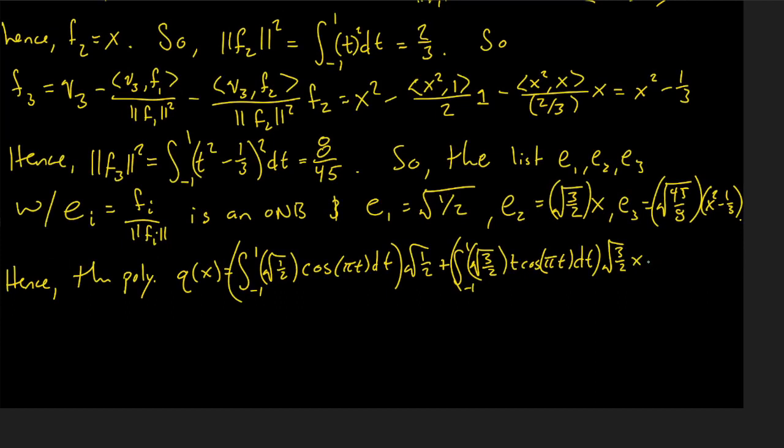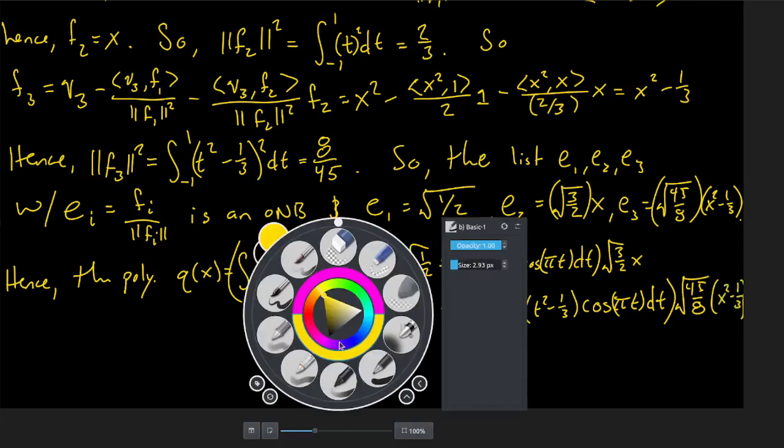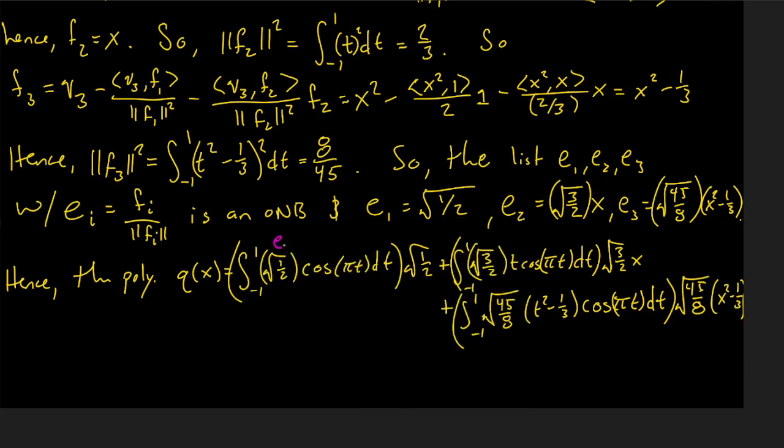And then finally, I will add on, and I might have to write this on the next line here, plus the integral from -1 to 1 of, and now I'll just put in 45 over 8 in the square root, and then t squared minus 1/3 times cosine of pi t, and this whole messy thing right here, dt, and this is going to be scaling root 45 over 8 times x squared minus 1/3.